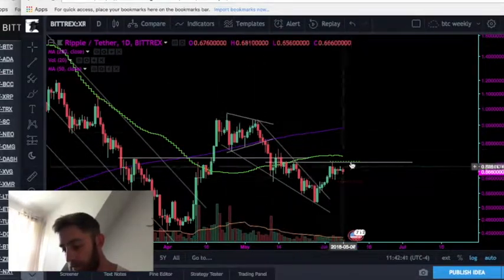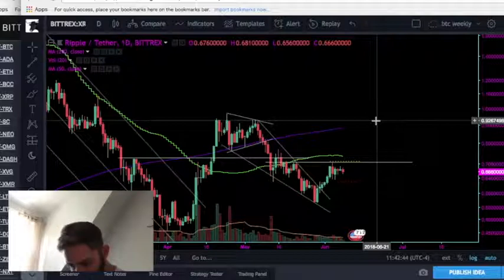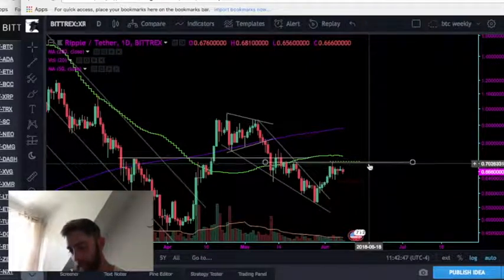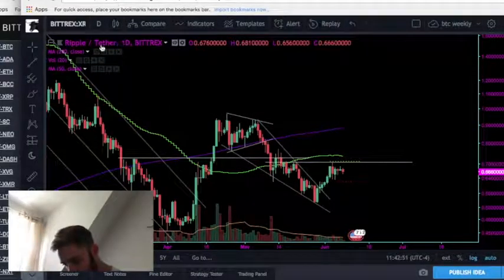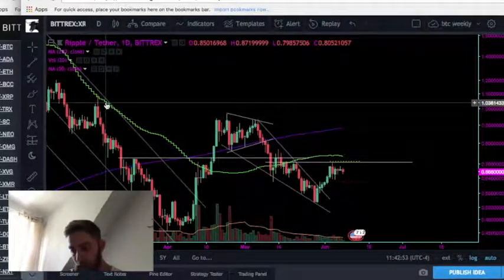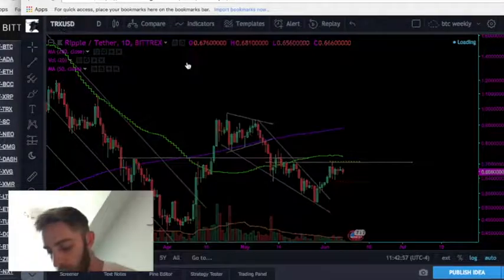You do have these moving averages here creeping up, but you have the falling wedge. The target of the falling wedge is the high contained within the wedge. So 0.926 is your target. Current price 0.7. Great move. 30% move possible there in Ripple.